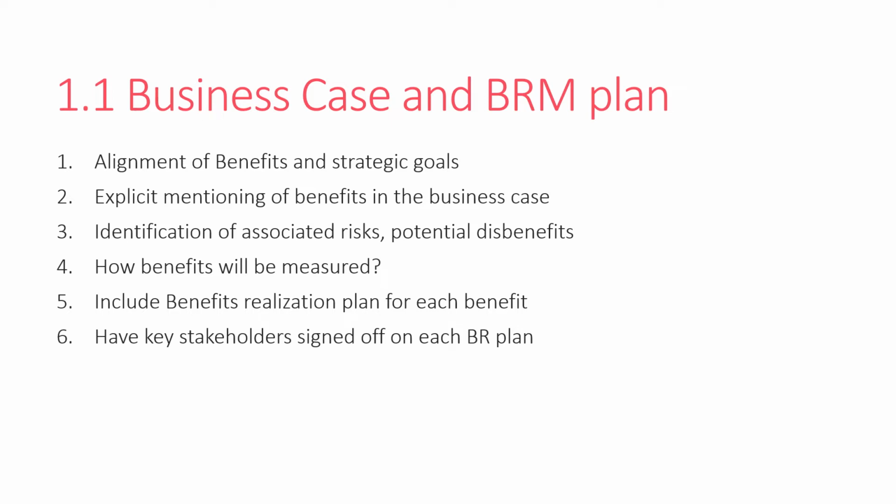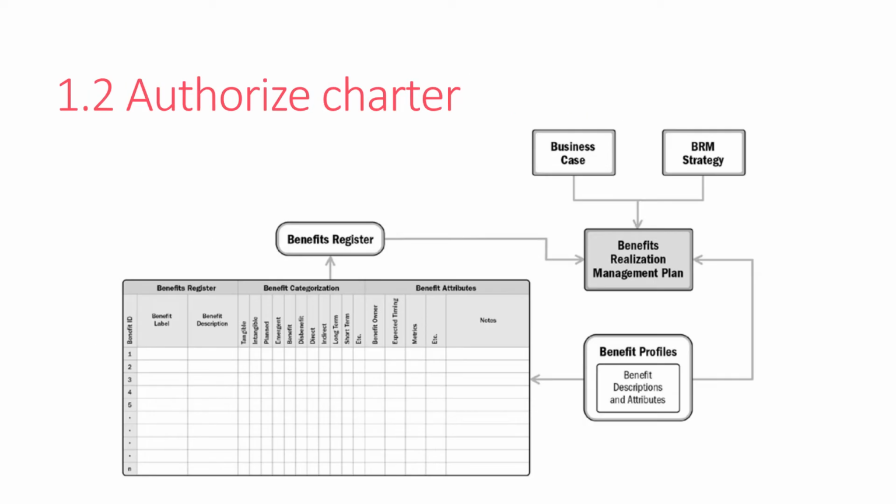explicit mentioning of the benefits in the business case, and identification of associated risks and potential benefits. And in the BRM plan, you will see how the benefits will be measured. The BRM plan will include a benefit realization plan for each benefit. For every benefit, you need to understand what the benefit realization plan is, right? Whatever strategic goal and alignment you have in the business case, each strategic goal is aligned with each benefit, and for each benefit we will have a realization plan and have it signed off by the key stakeholders, right? So that is very important. These are the combined benefits of having a business case and BRM plan in place.